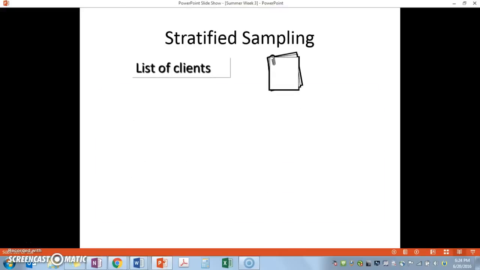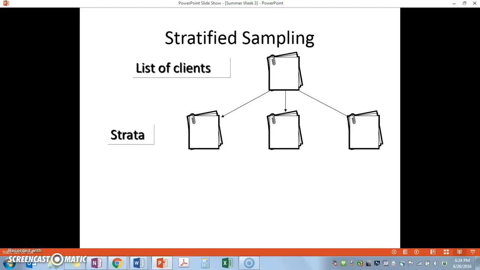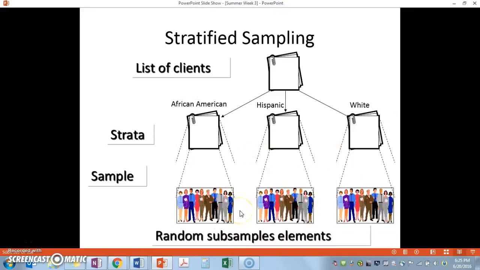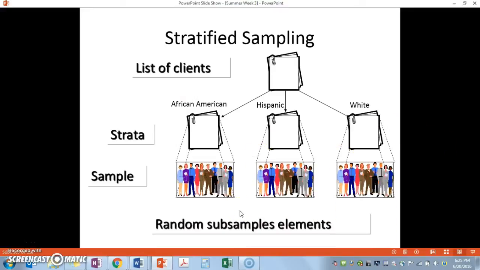So let's look at the reality that a lot of times in research, people of color are underrepresented relative to how much there are in the population. So if you start with a list of clients and you divide them up by race, and then you take a sample within each group, let's say you select 30 clients who are African American, 30 who are Hispanic, and 30 white, then this is stratified sampling.